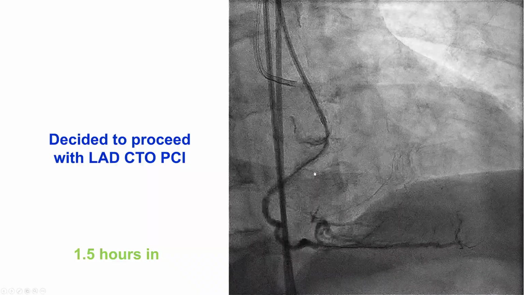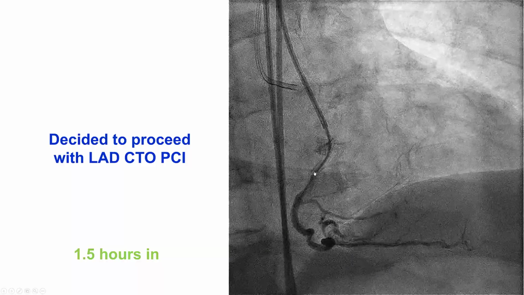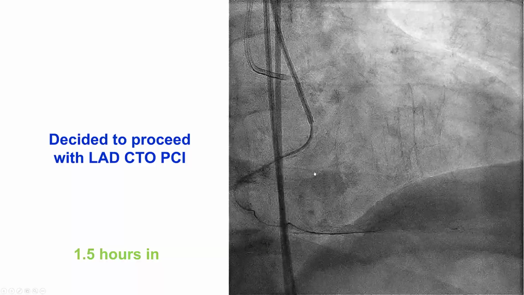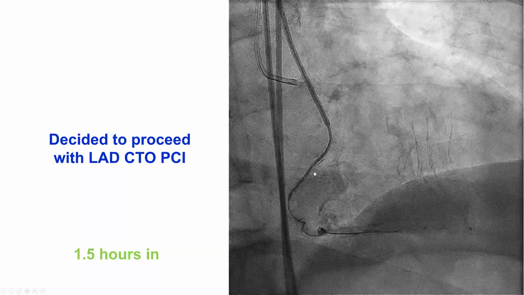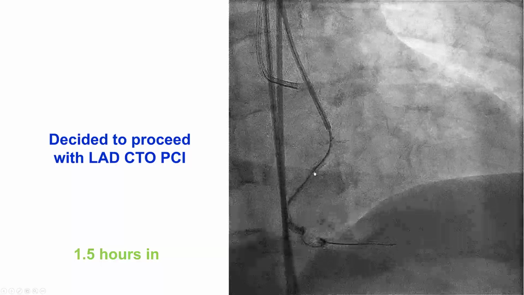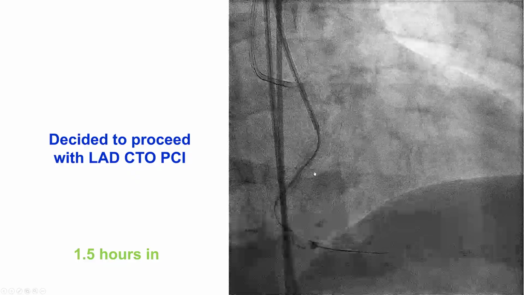At this point, we debated whether we should continue with PCI of the LAD CTO because there had been 1.5 hours of procedure. But given that we had dual access, we had used minimal contrast at this point, the decision was made to proceed with the attempts to cross the LAD.